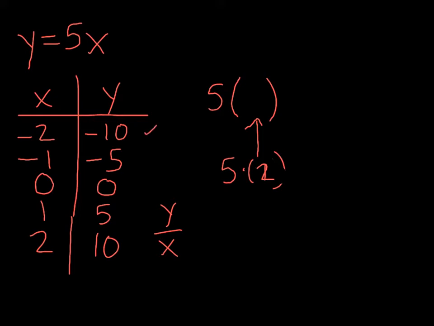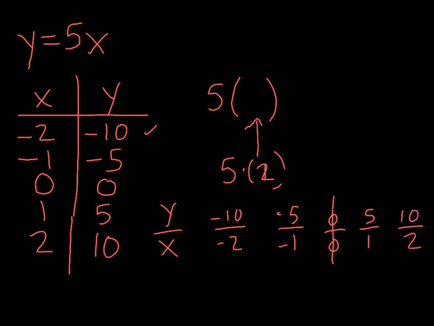Okay, start with the first one. Negative 10 over negative 2, negative 5 over negative 1, 0 over 0, we don't check that one, 5 over 1, 10 over 2. Negative 10 divided by negative 2 equals 5. Negative 5 divided by negative 1 is 5. 5 divided by 1 is 5. 10 divided by 2 is 5. Okay, so all of those are equivalent, so I know this is a proportional relationship.